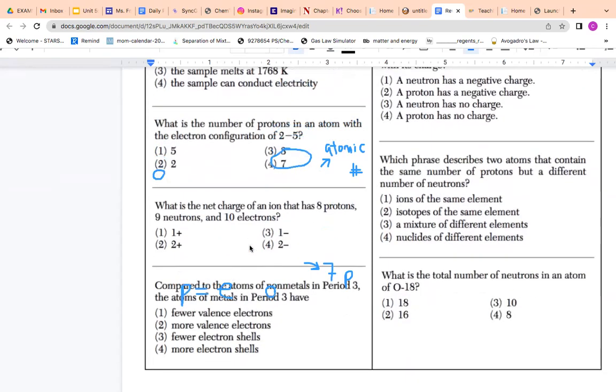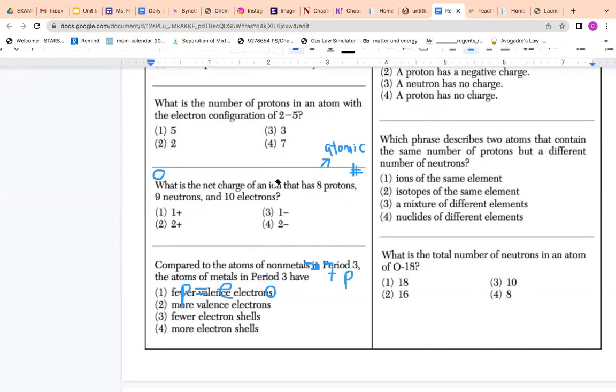All right, let's move down. Oh, gotta erase that. All right. Next one.